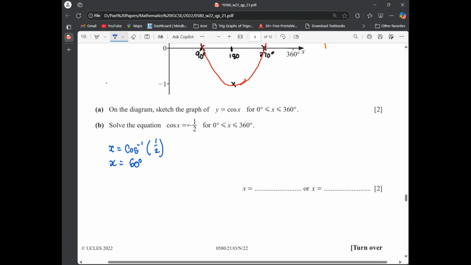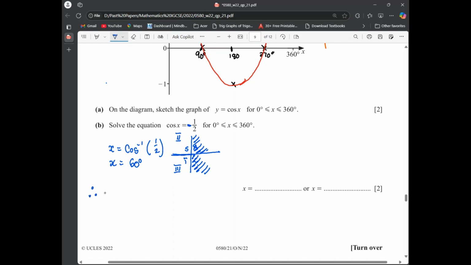However, remember that we have a negative there. So I have to ask myself, where is the cosine negative? All Students Take Coffee. Cosine is positive in the first quadrant and the last quadrant, the fourth quadrant. So in the first quadrant cosine is positive, in the last quadrant cosine is positive. So in quadrant 2 and quadrant 3, the cosine is negative.